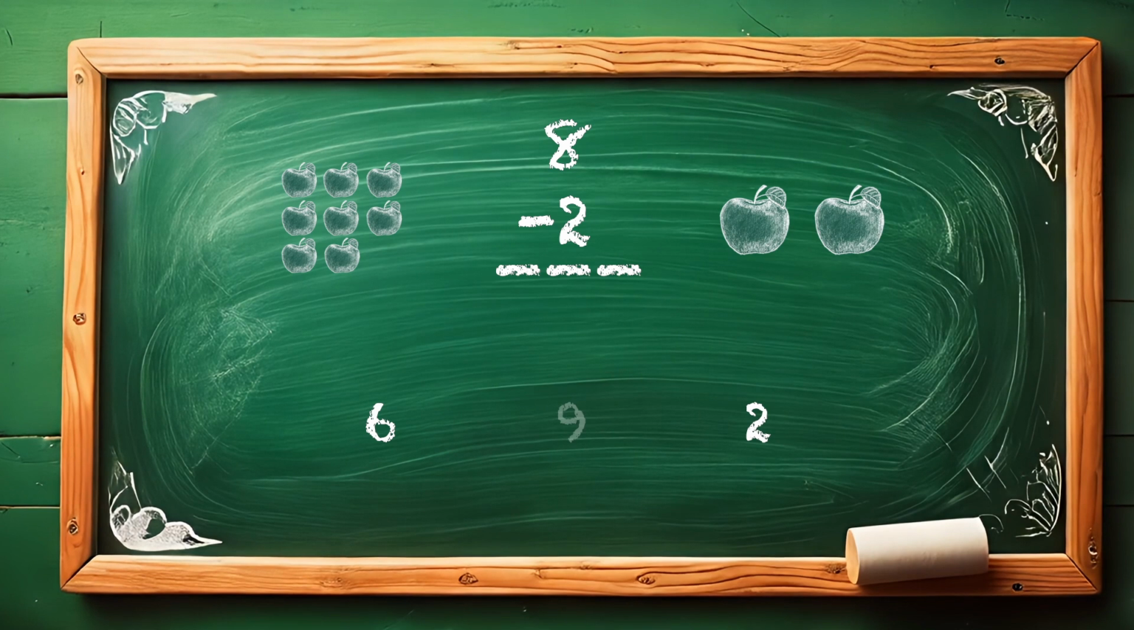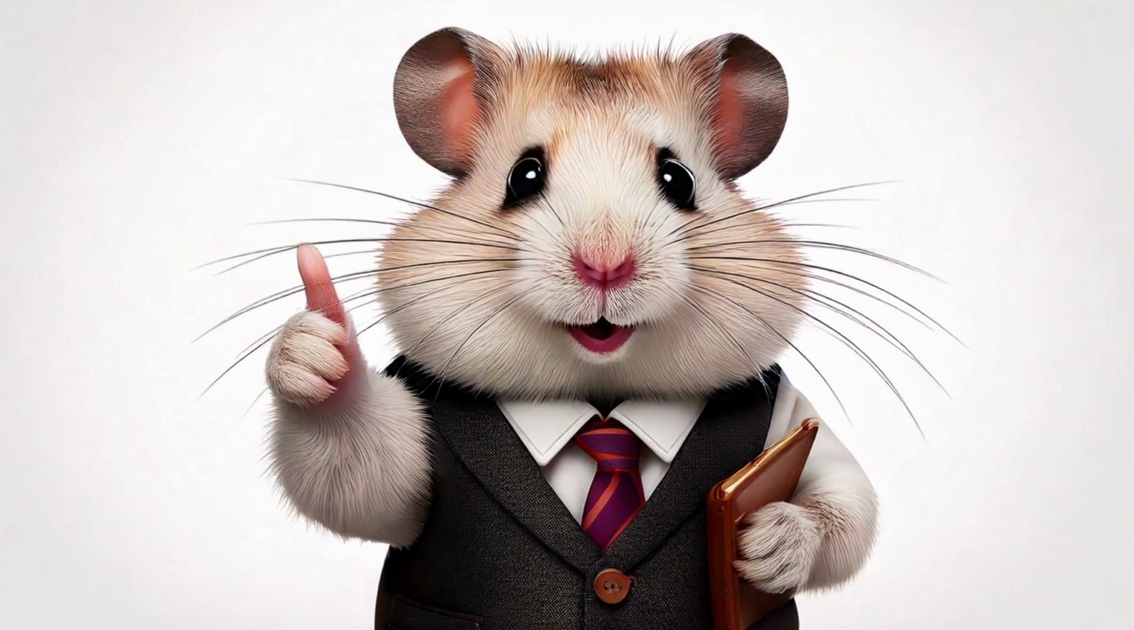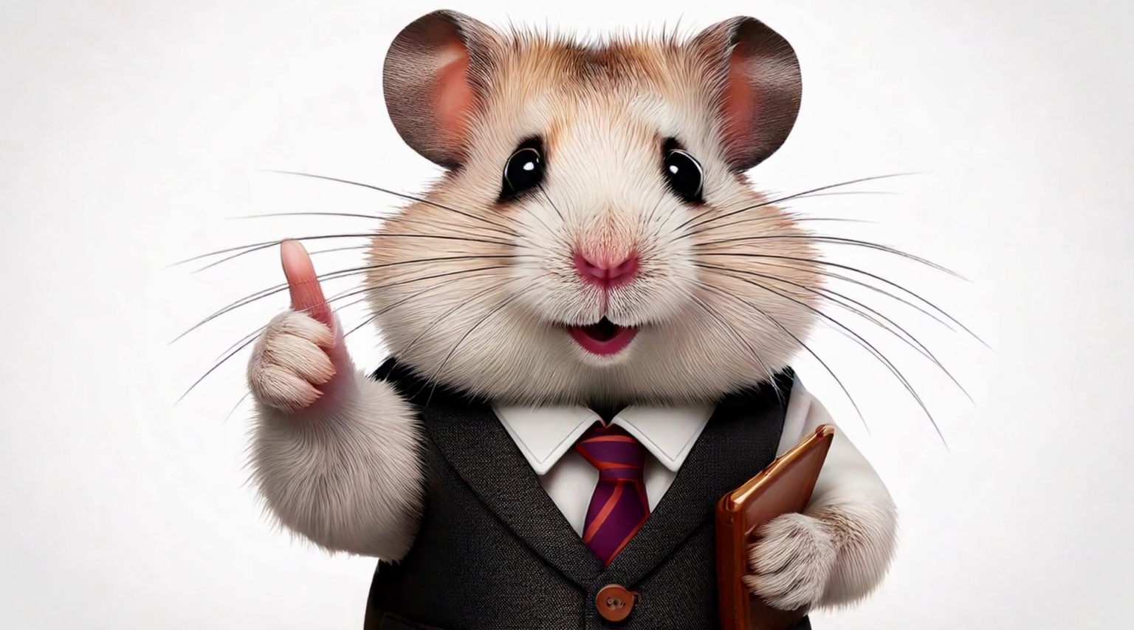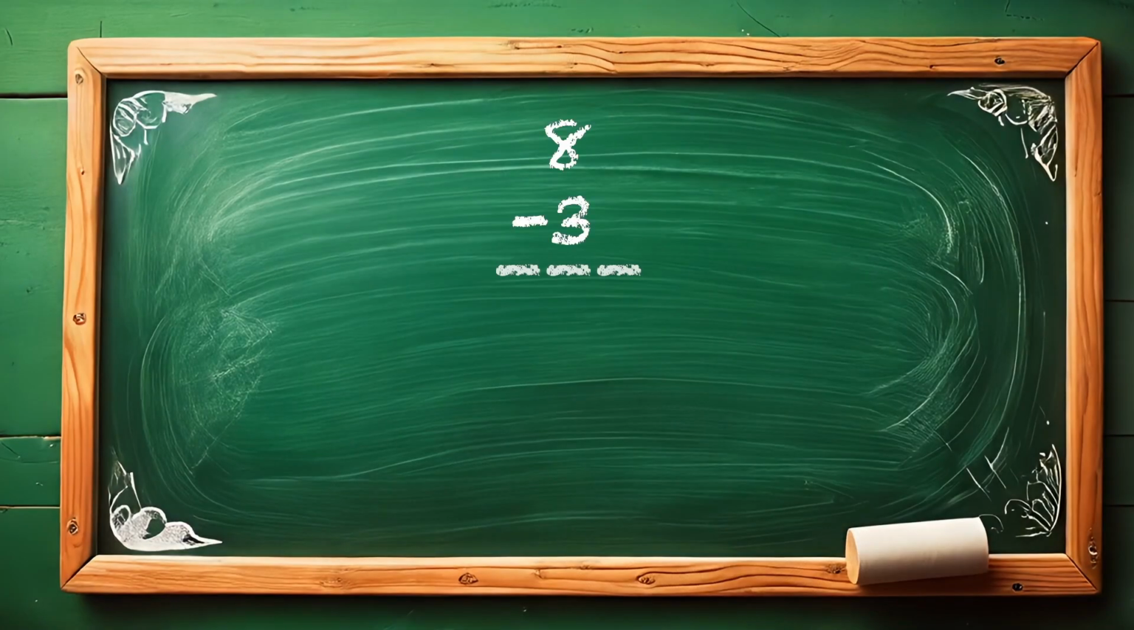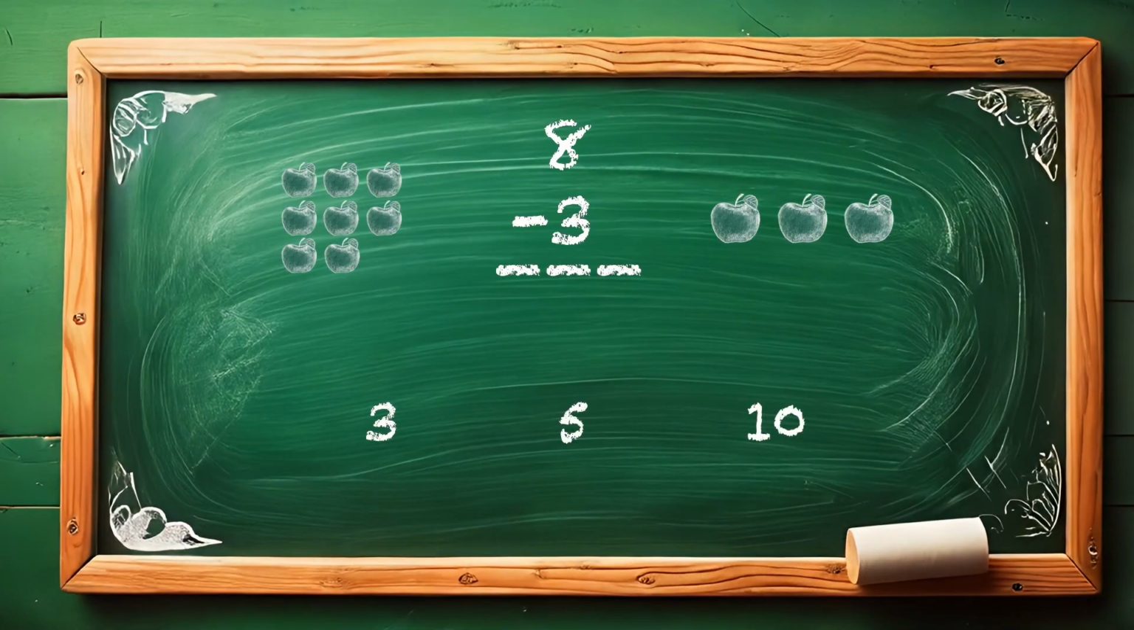If you have 8 apples and you take away 2, do you have 6 apples, 9 apples, or 2 apples left? 8 minus 2 equals 6. If you have 8 apples and you take away 3, do you have 3 apples, 5 apples, or 10 apples left? 8 minus 3 equals 5.